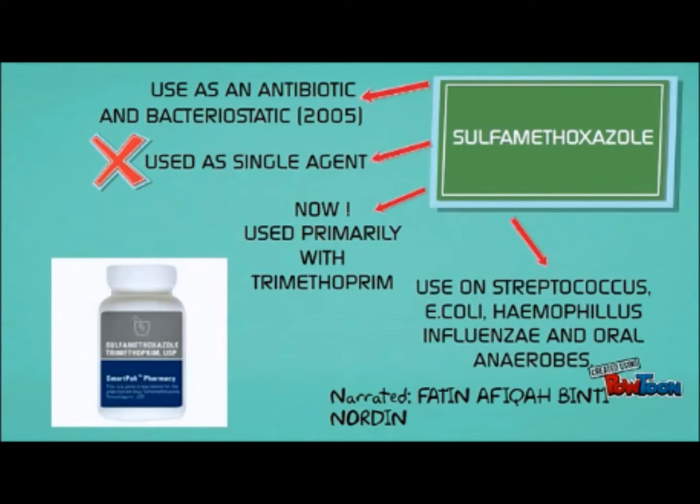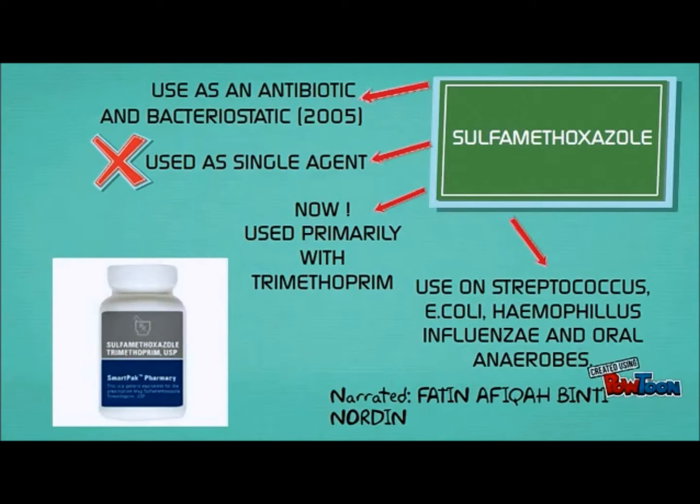It acts as an antibiotic and is bacteriostatic. It is no longer produced as a single agent due to bacterial resistance. This drug is now used primarily with trimethoprim in a ratio of 5:1 to reduce the development of bacterial resistance to the drug. It is used on Streptococcus, E. coli, Haemophilus influenzae, and oral anaerobes.